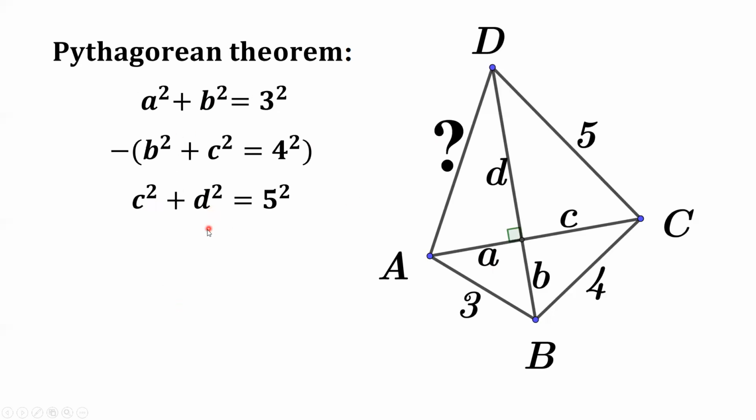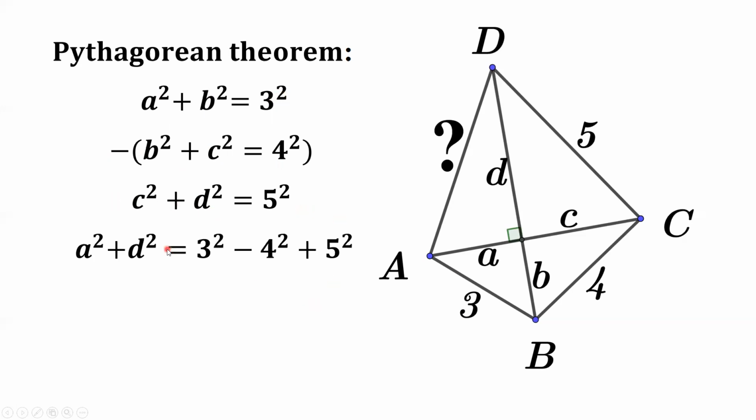If we add left-hand side together, right-hand side together, you can see here, because this is positive, positive, here's a negative. So negative b squared and positive b squared cancel. And negative c squared and positive c squared cancel. The left-hand side, we only have a squared and d squared left. So here that's 3 squared minus 4 squared, then plus 5 squared.